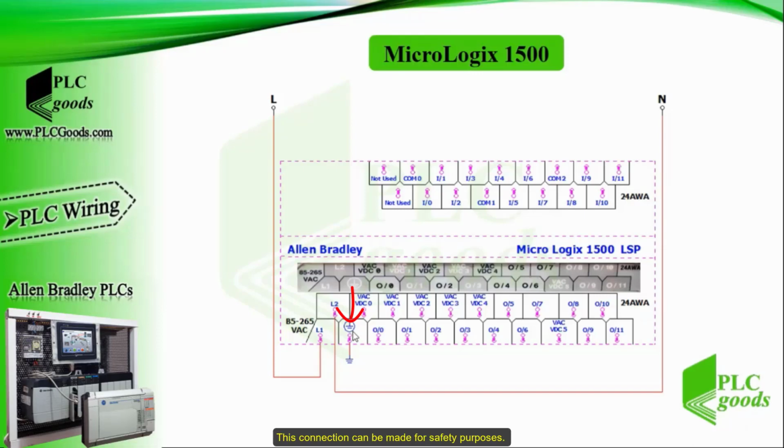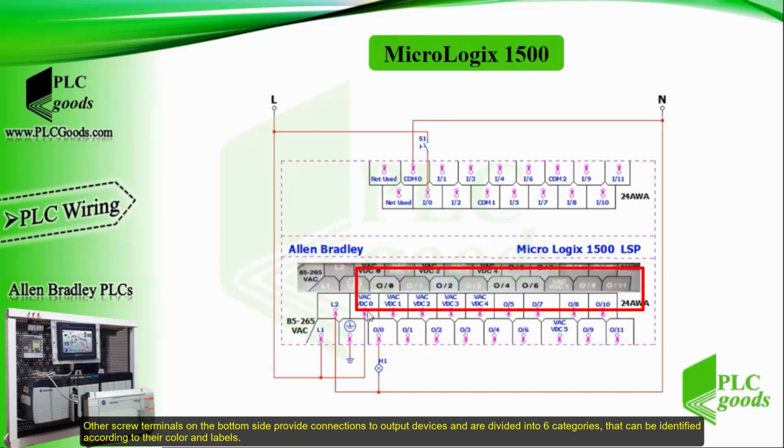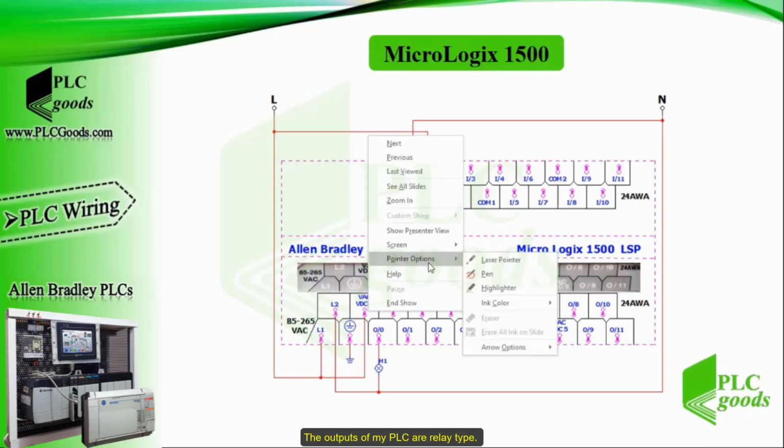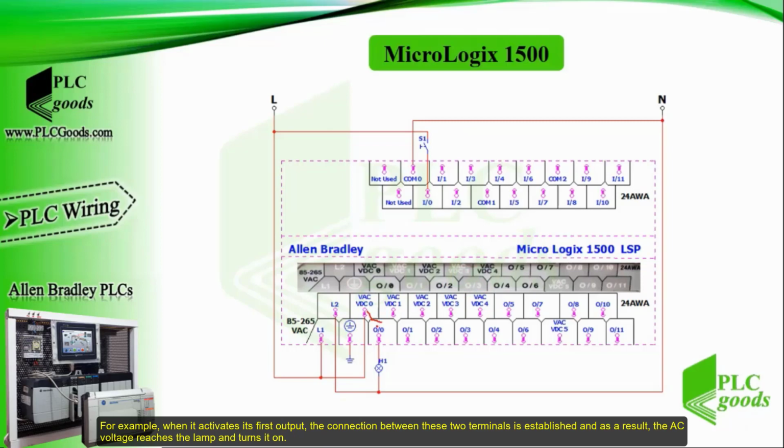This connection can be made for safety purposes. Other screw terminals on the bottom provide connection to output devices and are divided into 6 categories that can be identified according to their color and labels. The outputs of my PLC are relay types. For example, when it activates its first output, the connection between these two terminals is established, and as a result, the AC voltage reaches the lamp and turns it on.